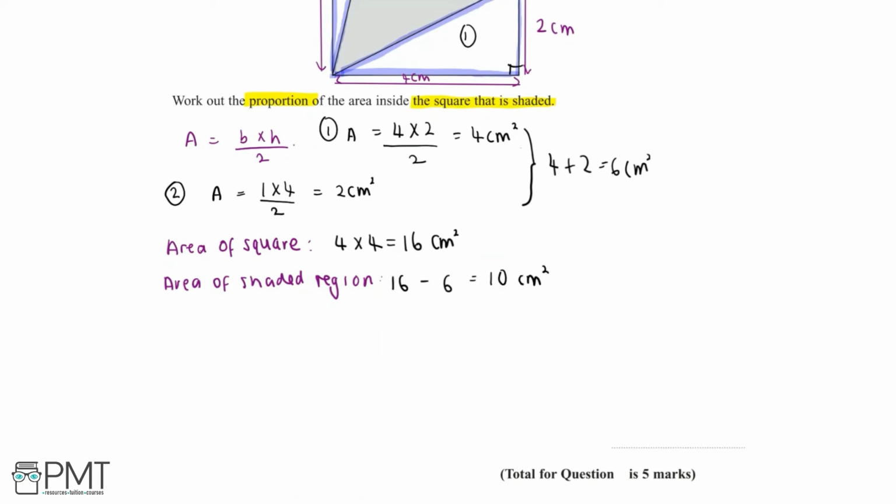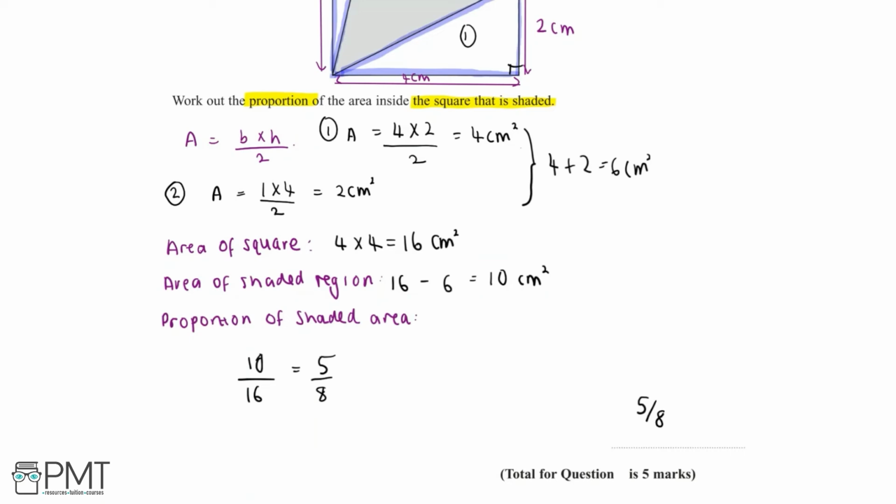But in our question, we were asked to work out the proportion of the area inside the square that is shaded. And so we can turn this into a fraction. The proportion of shaded area is the area of the shaded region divided by the total area, which is 10 over 16. Now we can simplify this and get an answer of 5 over 8. So we can now say that the proportion of the area inside the square that is shaded is equal to 5 over 8.